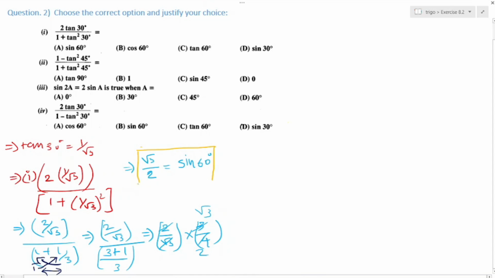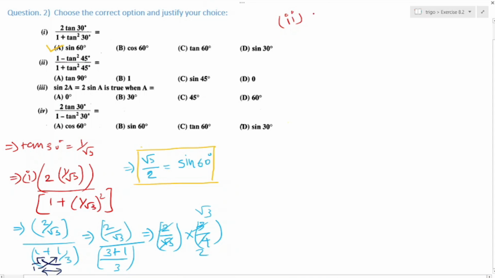Have a full justification with the answer. So the right answer here is A, sine 60 degree. Okay, let's move to the next question. Question number 2, right? Here we have to write the tan 45.